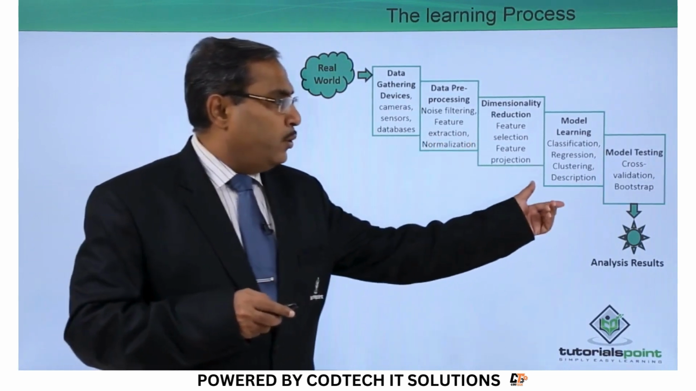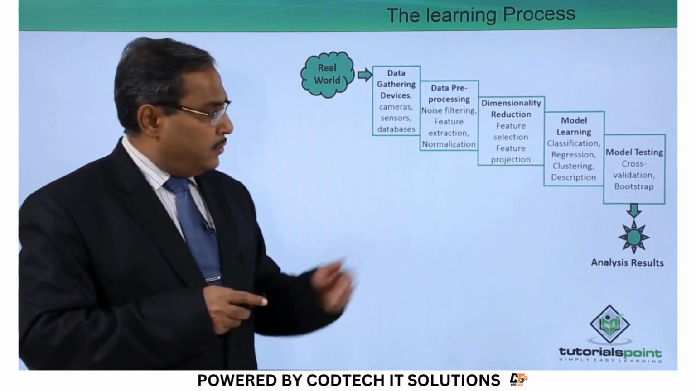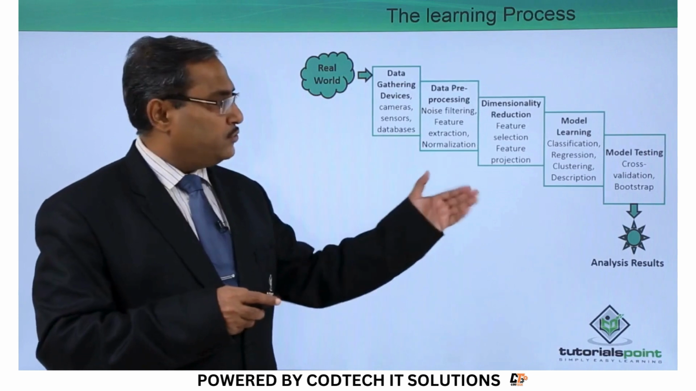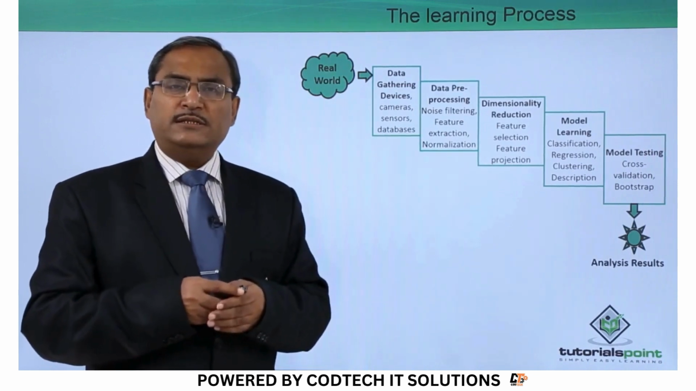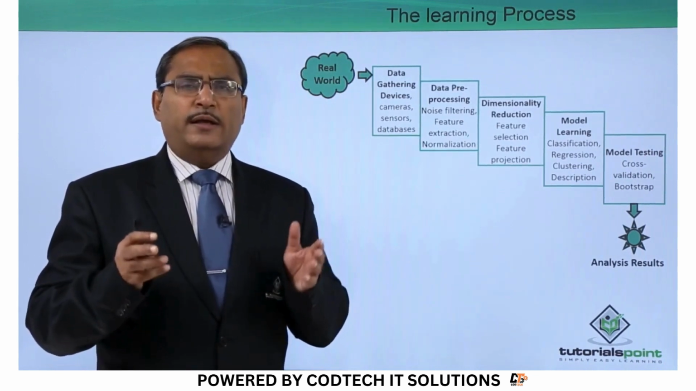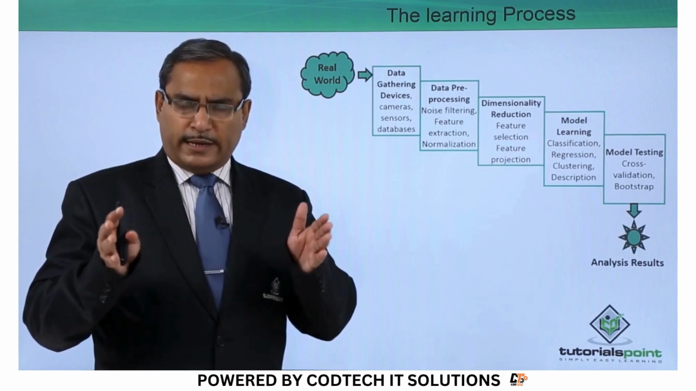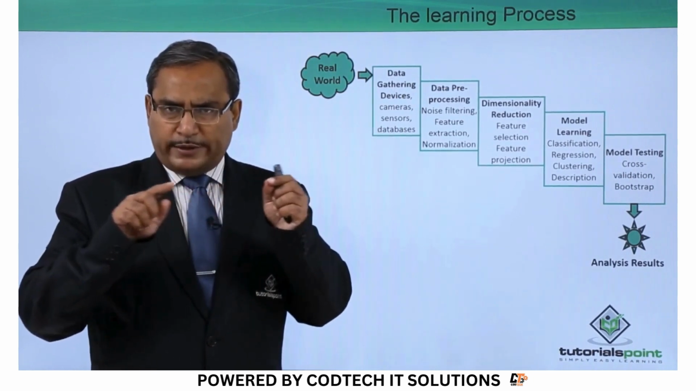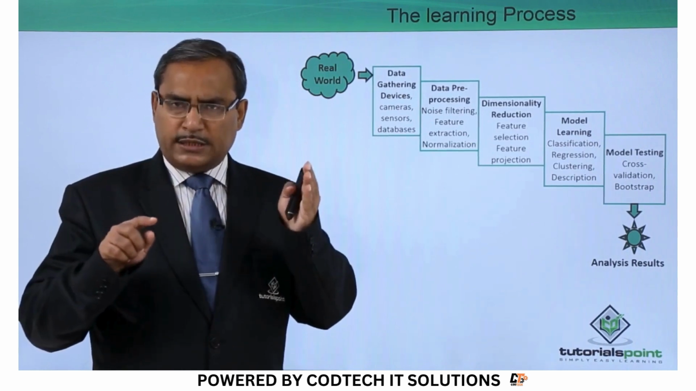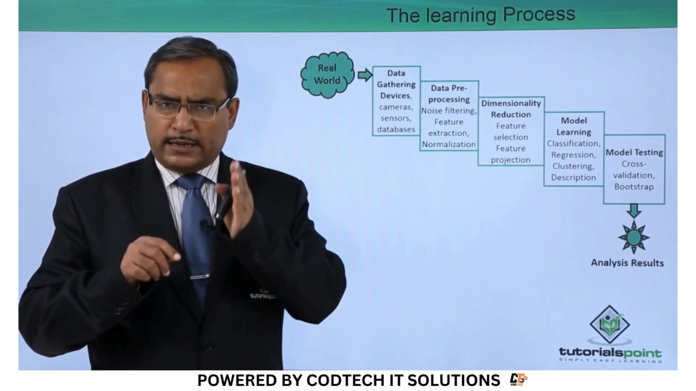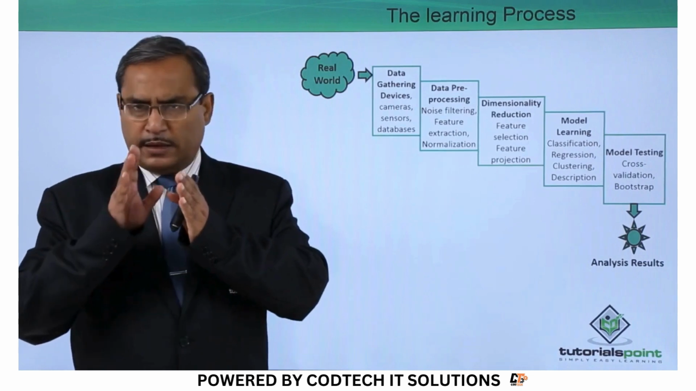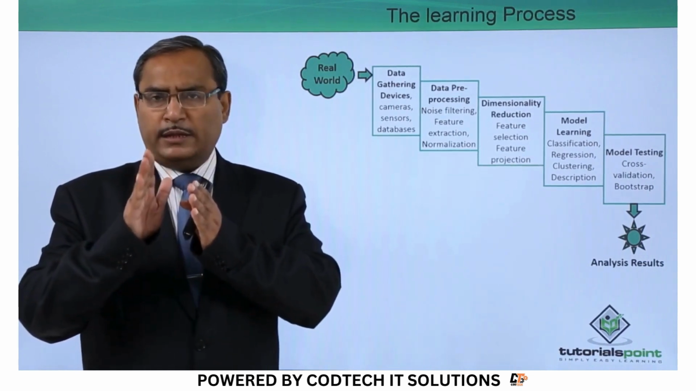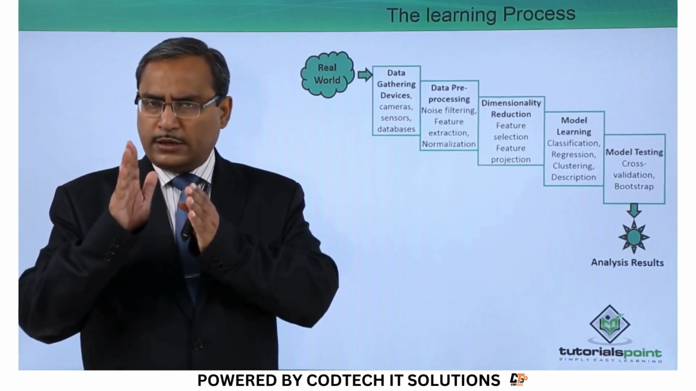And then we will be going for the model learning. We can go for classification, regression, clustering, descriptions, and so on. In case of classification, let us suppose there is a credit card approval data set where applicants' personal details are written, say their age, their sex, their income, their savings, whether they have their own house, whether they have their own car.